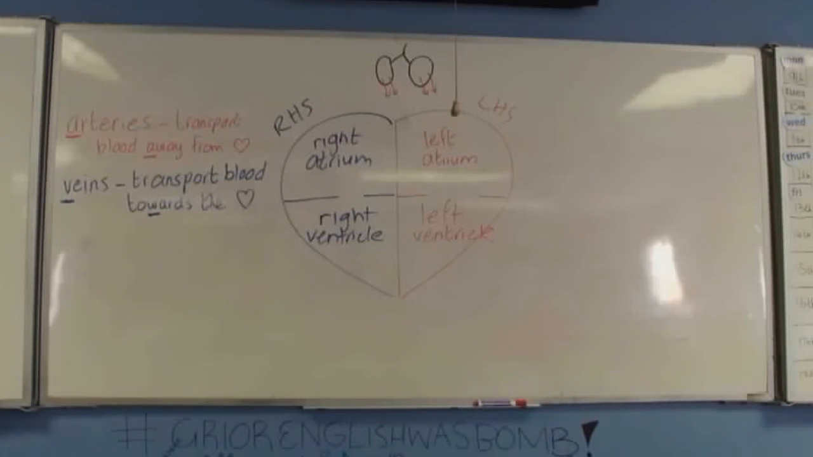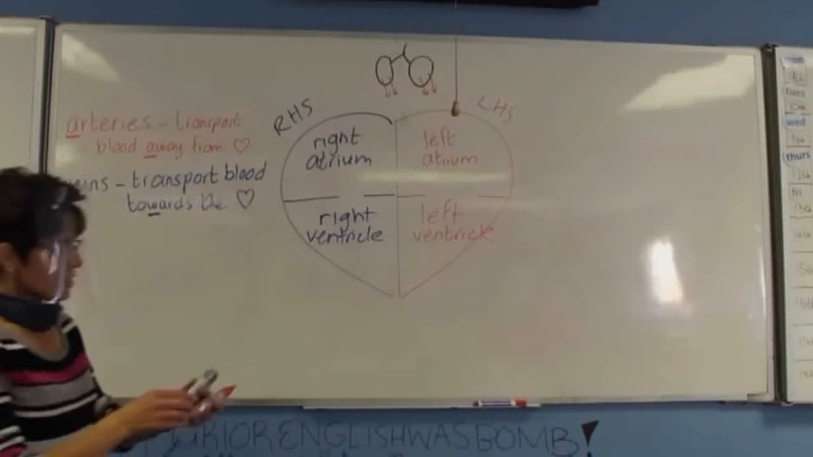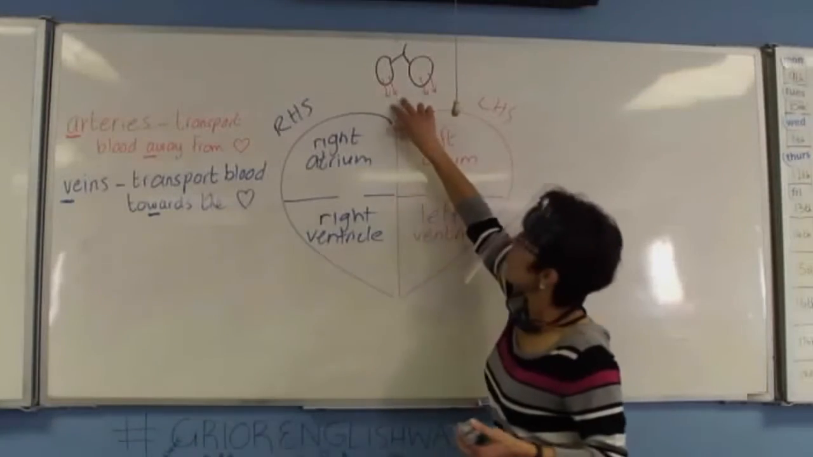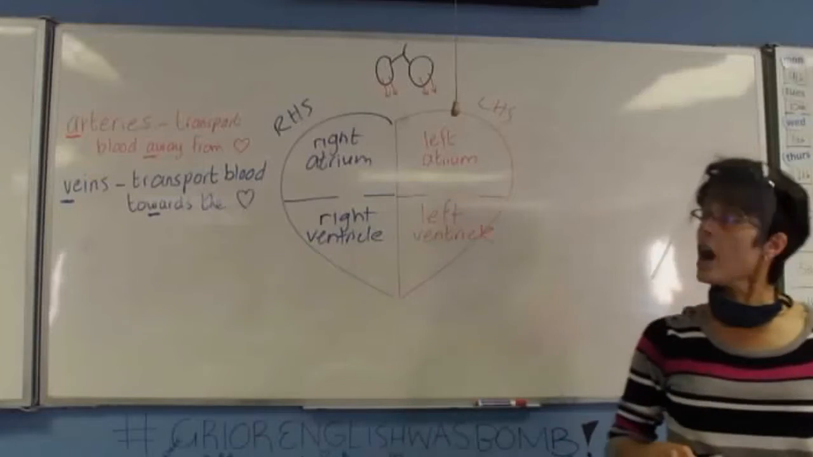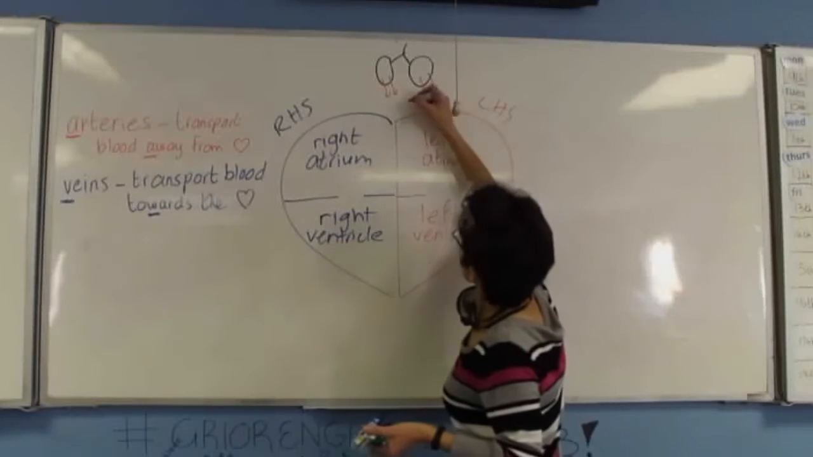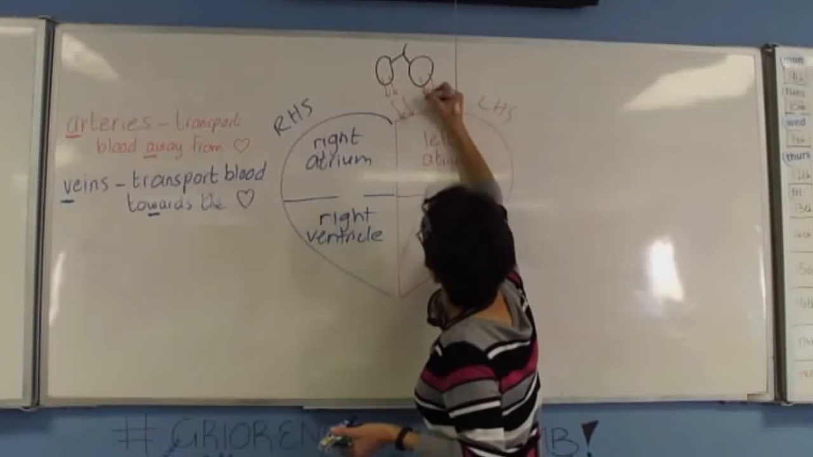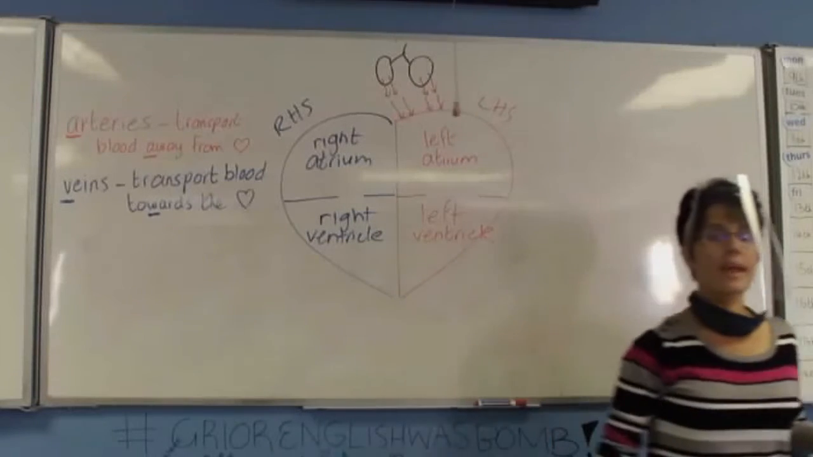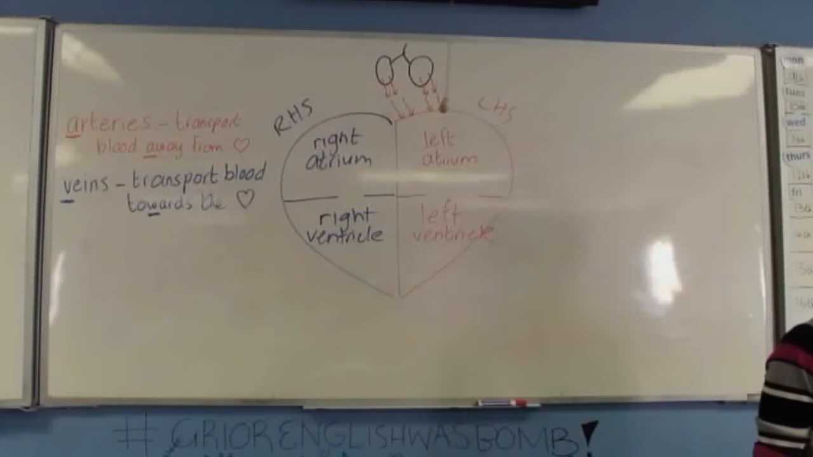Alright, so now we've said that 2 blood vessels transport oxygenated blood away from the lungs and towards the heart. So what are they? Arteries or veins? Arteries.